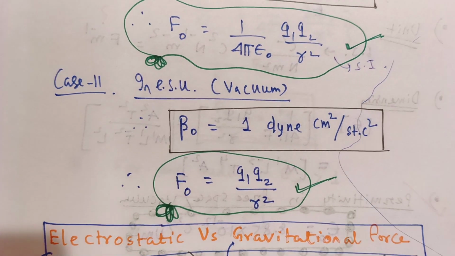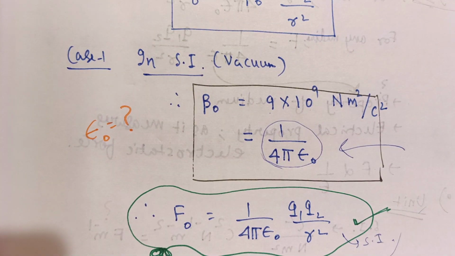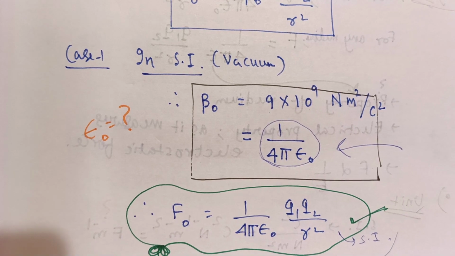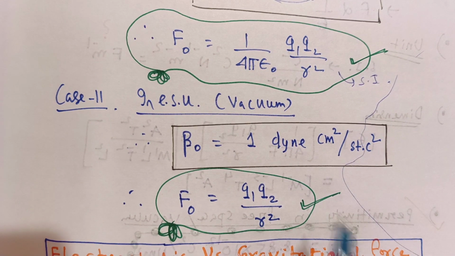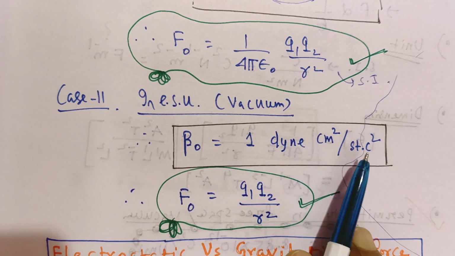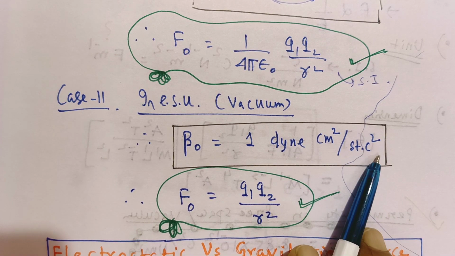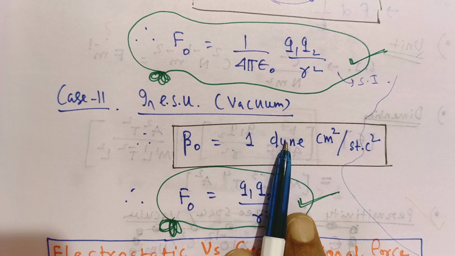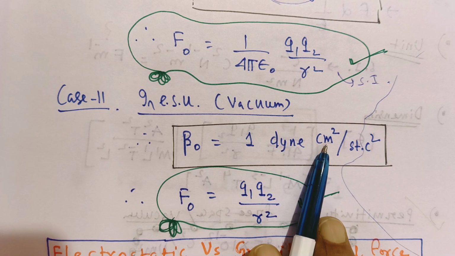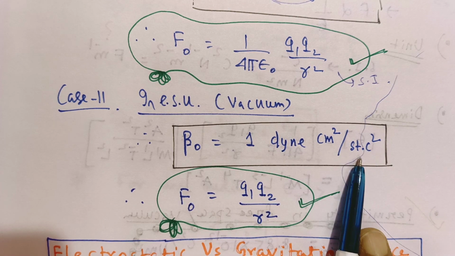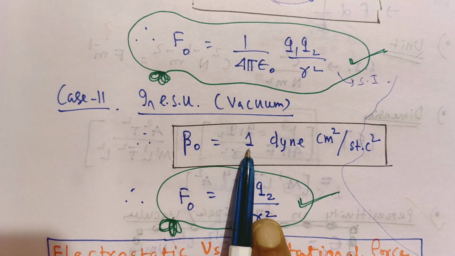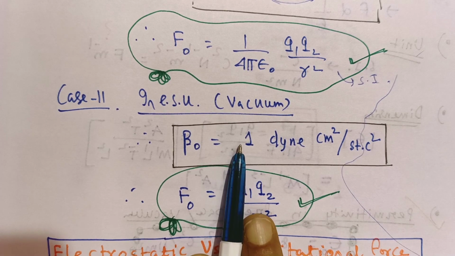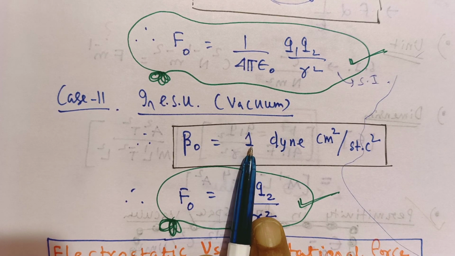In SI system, its value was 9 into 10 to the power 9 Newton meter square per Coulomb square. In CGS system or in electrostatic unit, its value is 1 dyne centimeter square per stat Coulomb square. Instead of Newton, we have written dyne. Meter square instead we write in centimeter square. In Coulomb square instead we have written stat Coulomb square. And the numerical value changes. In SI system that was 9 into 10 to the power 9. In CGS system it was 1.